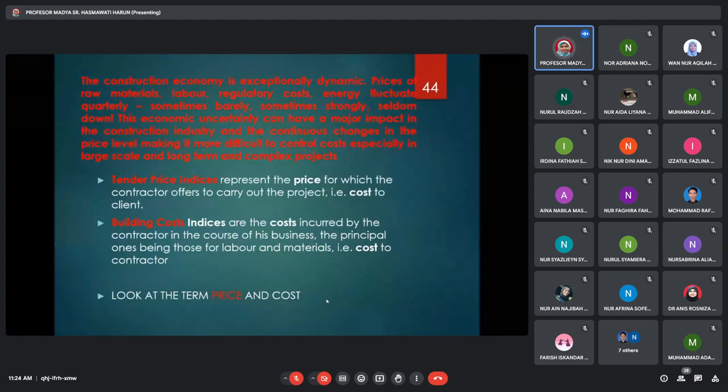All right. So as such, when we want to talk about how we update prices, which are already historical, we use the tender price index and also the building cost index. These are the two indices that you need to know at this particular stage. All right, what is the difference between tender price index and building cost index?